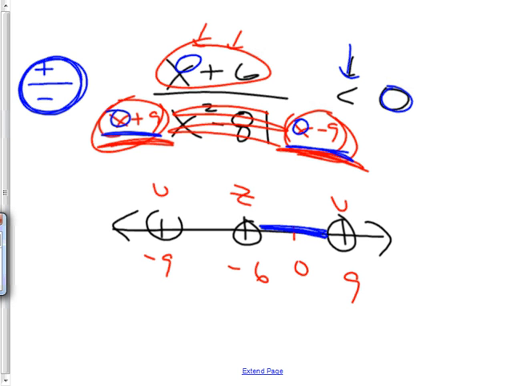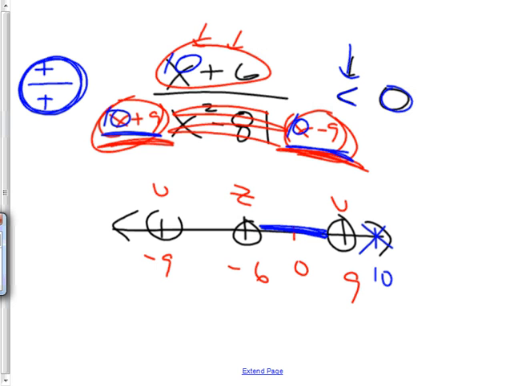Did you get that? The testing intervals is the worst part for most kids. Okay, then this next part, if I put in a 10, does the 10 work or not? Well, I'm going to put in a 10 here, and a 10 here, and now I have a positive over a positive times a positive, which makes it all positives, which is not going to be less than 0. That does not work.